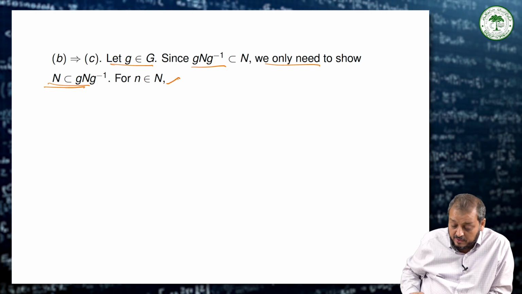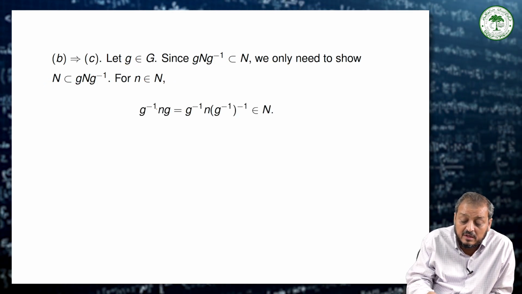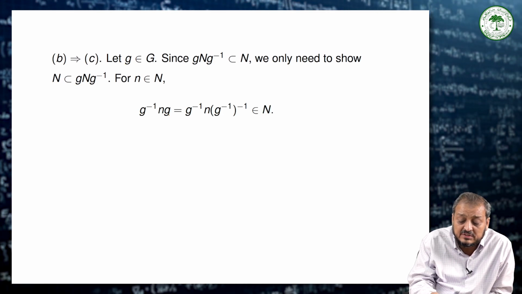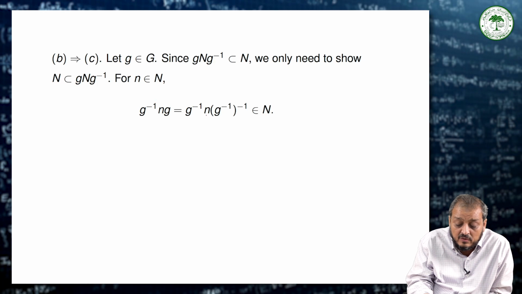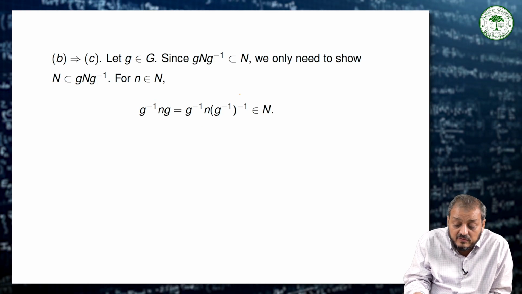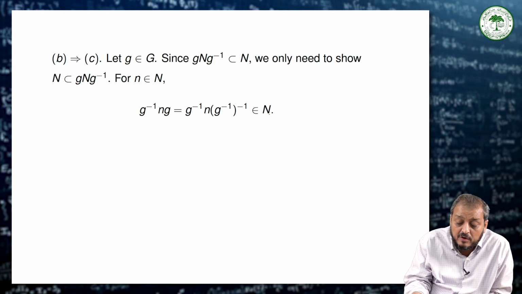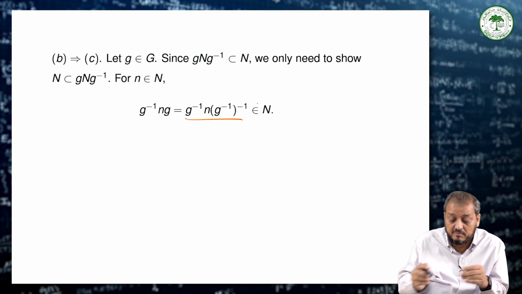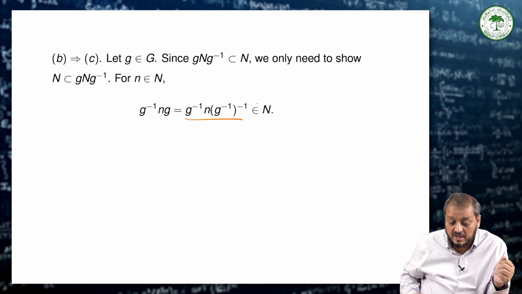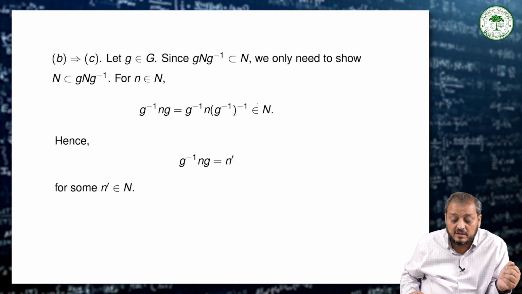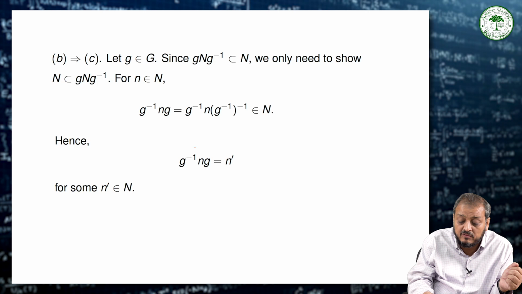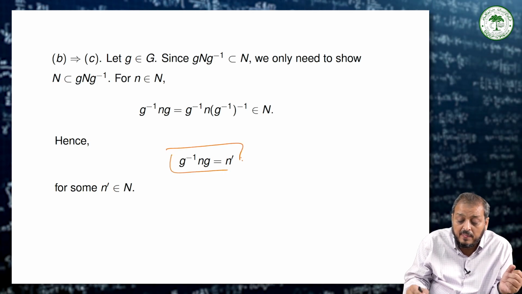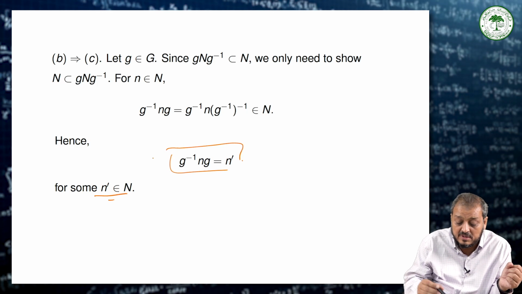For n an element of N, g inverse n g can be written as g inverse n g, and that is an element of N, because g inverse is an element of G. So we can write it in the form g inverse n g is equal to some n prime, which is an element of N.